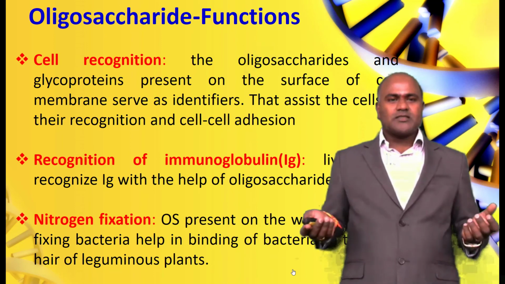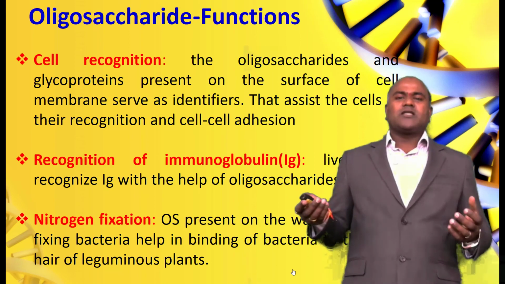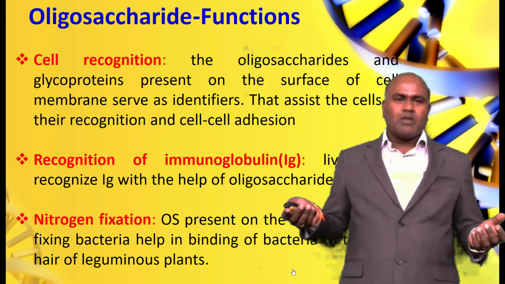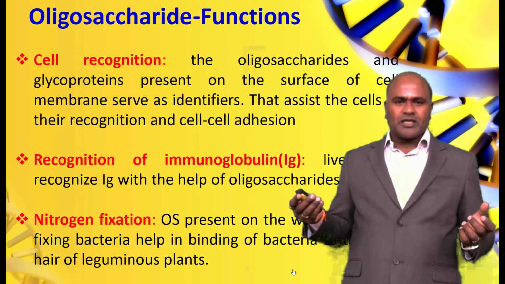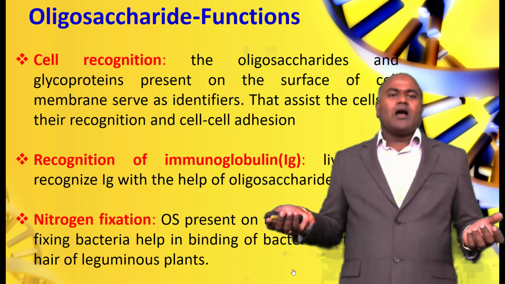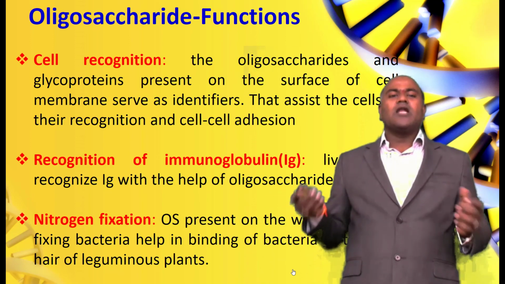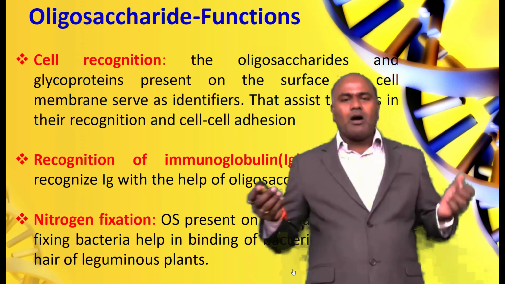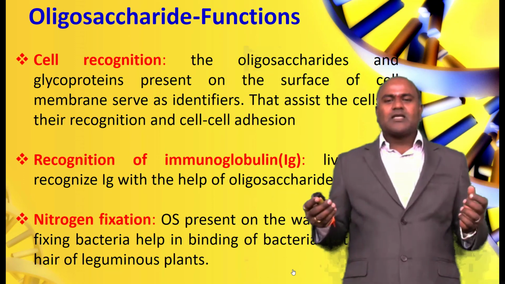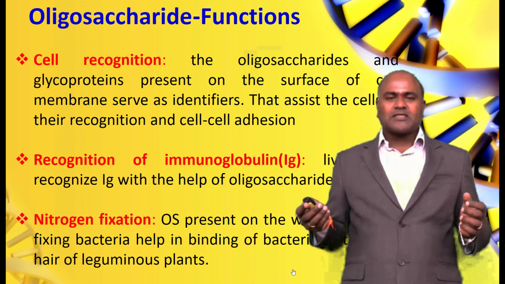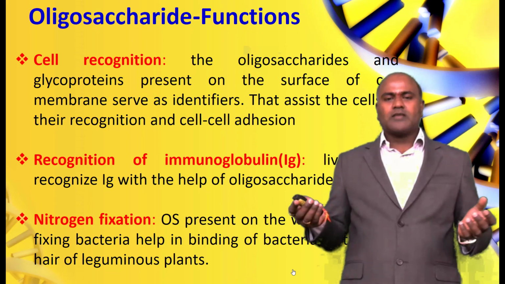Now the functions of oligosaccharides. Oligosaccharides and glycoproteins present on the surface of the cell membrane serve as identifiers and assist cells in recognition and cell-cell adhesion. Next is recognition of immunoglobulin, IgG: liver cells recognize IgG with the help of oligosaccharides. And in nitrogen fixation, oligosaccharides present on the wall of nitrogen fixing bacteria help in binding of bacteria to the root hair of leguminous plants.